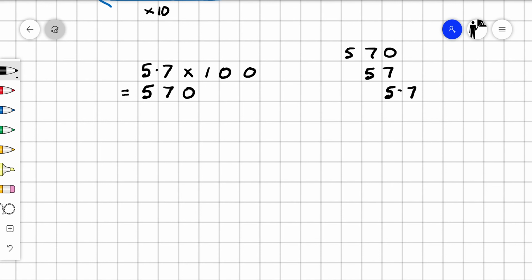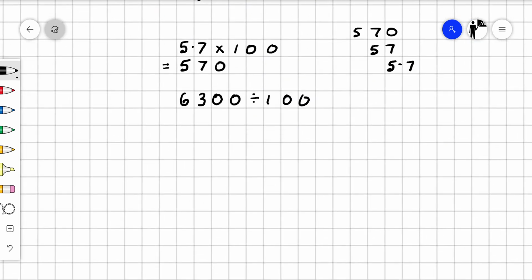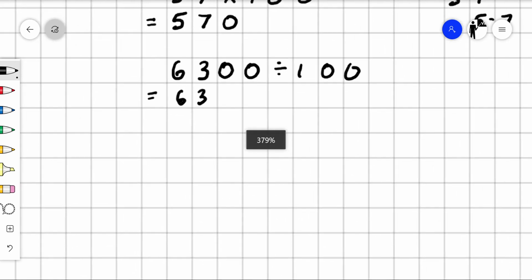Do you see that? What if we do 6,300 divided by 100? Okay, so let's think about 6,300 divided by 100. So we're going to move down 2 places. So 1 down from that would be 630, 2 down from that would be 63. Let's think about another one.